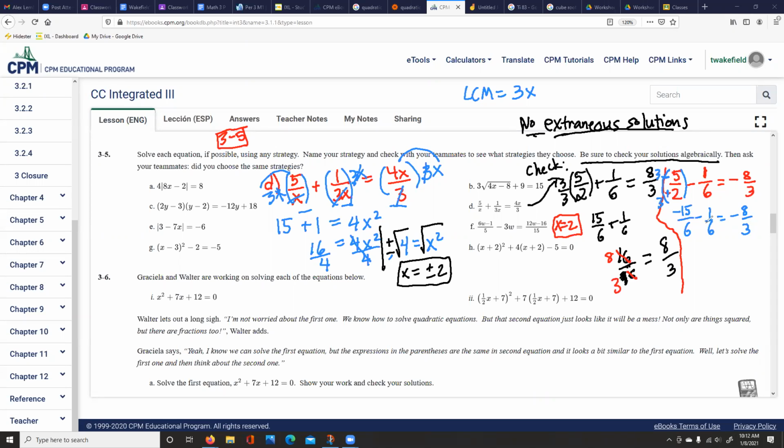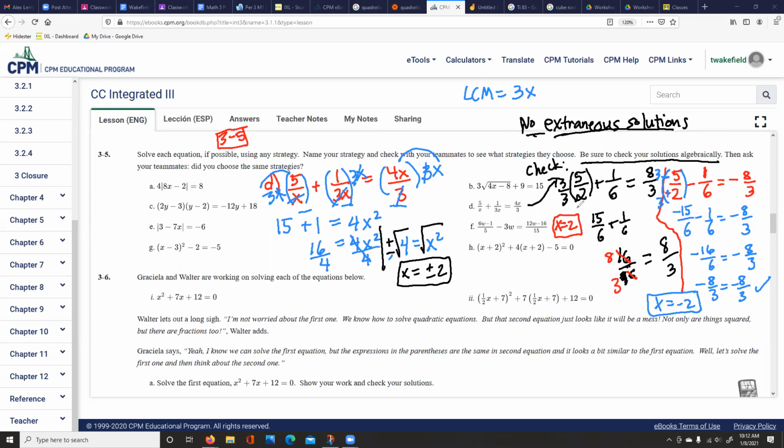All right, now that I have a common denominator, I can combine these two numerators. That's negative 16/6. Does that equal negative 8 thirds? Well, I believe so, because we had positive 16/6 equals positive 8 thirds. So when I reduce this, yes, I'm going to get negative 8 thirds equals negative 8 thirds. So this checked out. X equals negative 2 is also a solution.